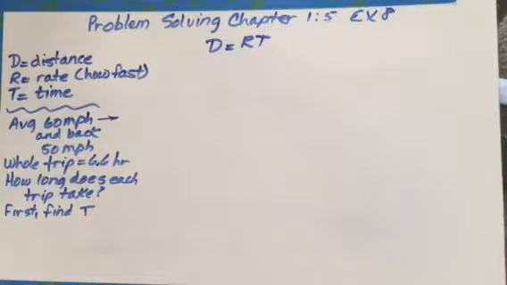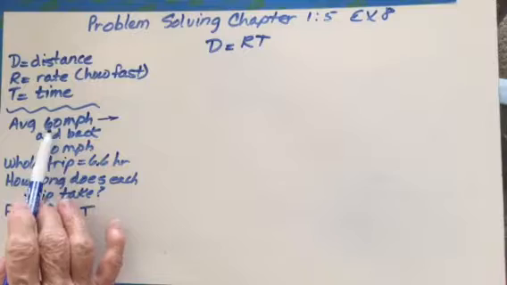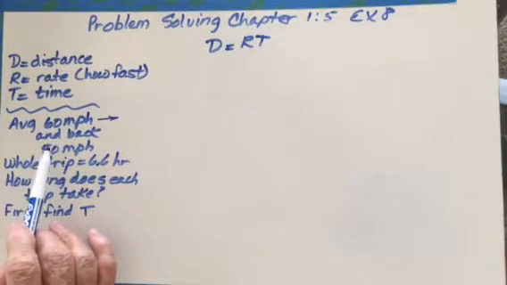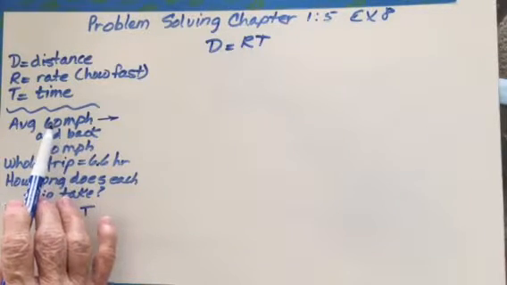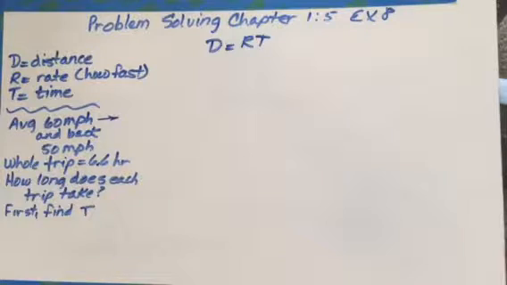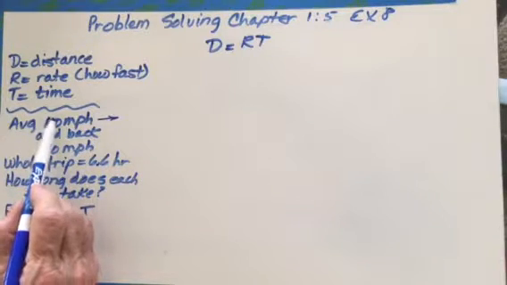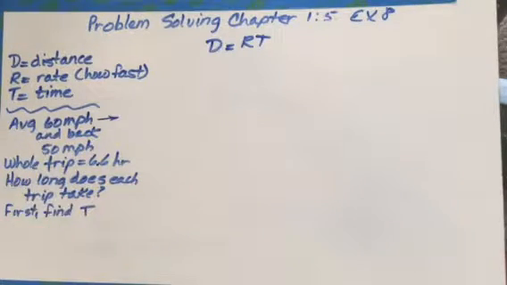Well, you can't just divide it in half and say, well, 3.3, because on the way out, he's going faster than he is on the way back. So he's going farther on the way out. You know, he's going less amount of time because he's going faster.